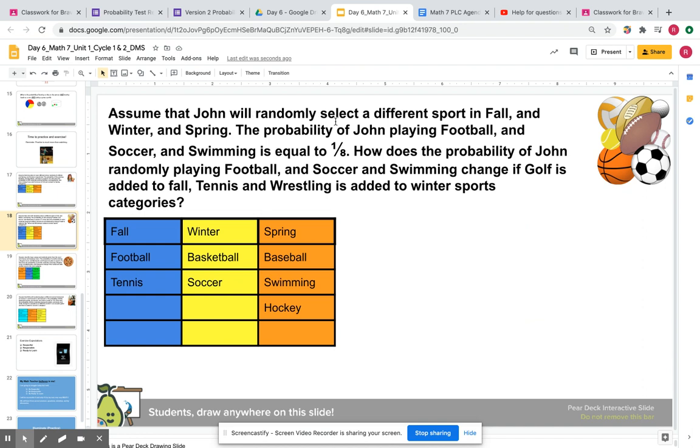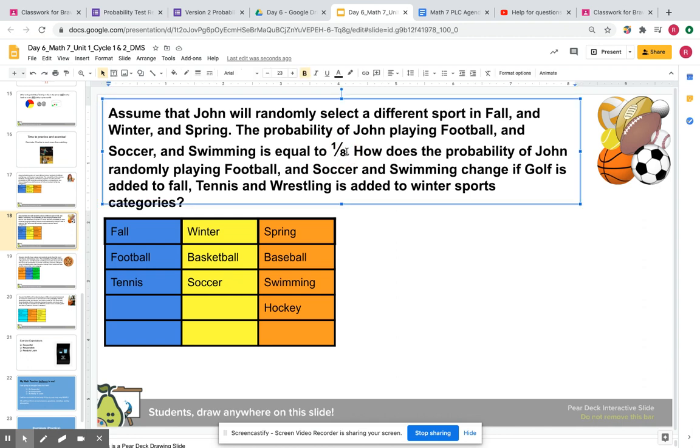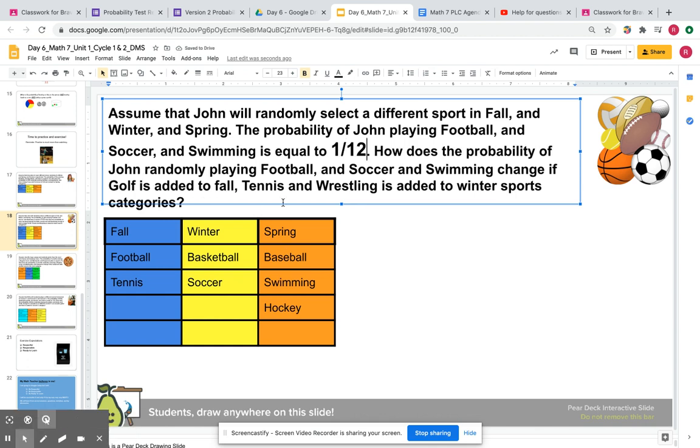Assume that John will randomly select a different sport in fall and winter and spring. The probability of John playing football and soccer and swimming is equal to 1/8. Or actually, let me correct that. It's not actually 1/8. It is equal to 1/12. So the probability of John playing football and soccer and swimming is equal to 1/12. Very similar to your problem. Anyways, how does the probability of John randomly playing football and soccer and swimming change if golf is added to fall, tennis and wrestling is added to winter sports categories?